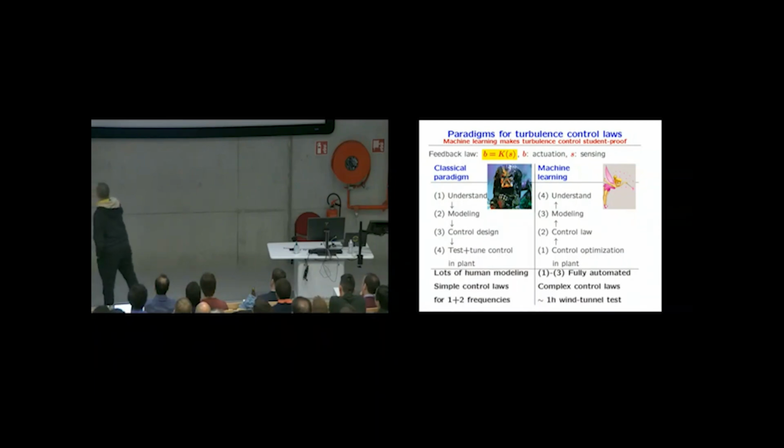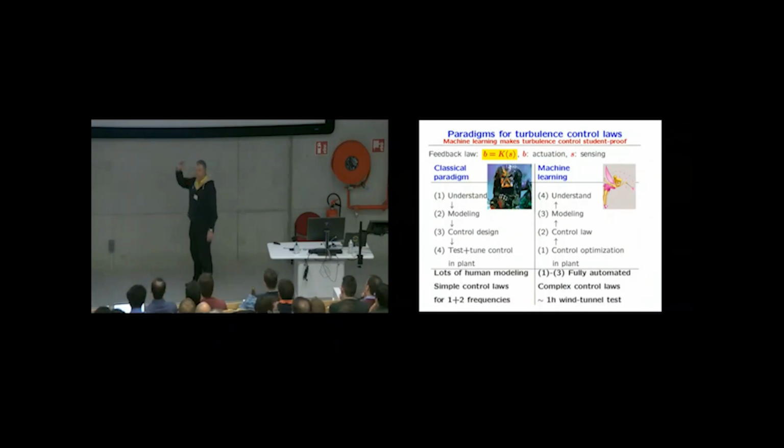So in the past, you had to fight Godzilla: you had a complex flow, you had to understand it. From your understanding, you build your model, and after you have your model, you add your control, you do your control design, and after the control design, you simplify it a bit, and then you test and tune the control in the plant. So it needs lots of human modeling. You get, at the end, typically simple controllers for 1 or 2 frequencies. So big effort for some simple dynamics.